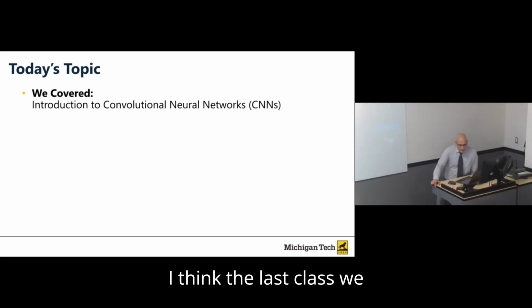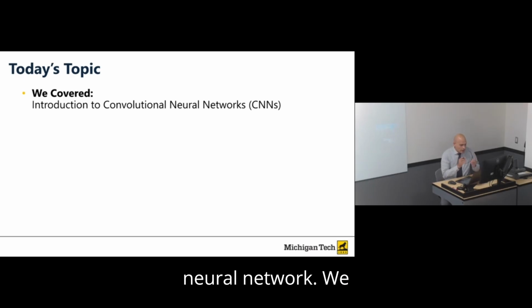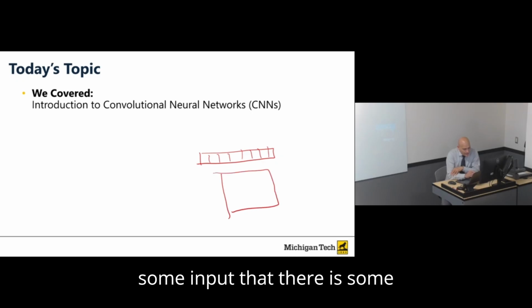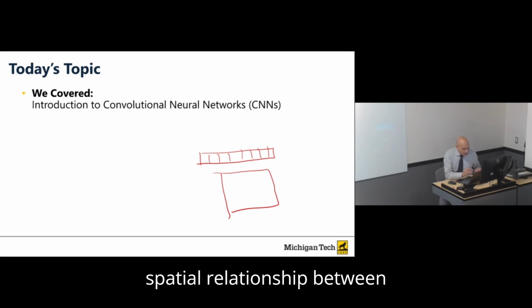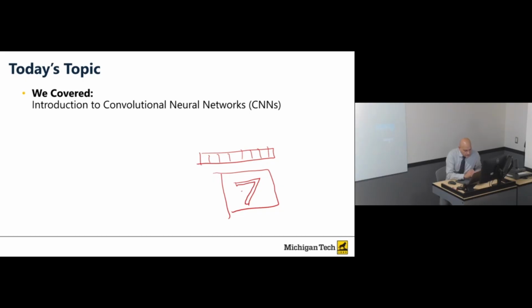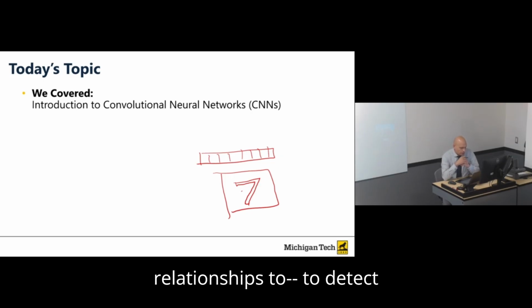I think in last class we started talking about convolutional neural networks. We said that instead of having a flat or flattened input, like a vector, we might have some input where there is a spatial relationship between these elements. For example, there is a number here, and you want to find those relationships to detect something.